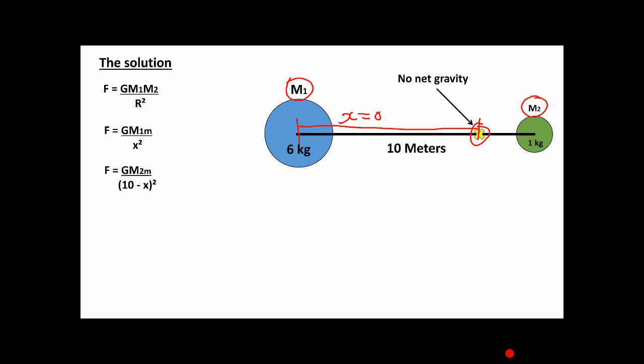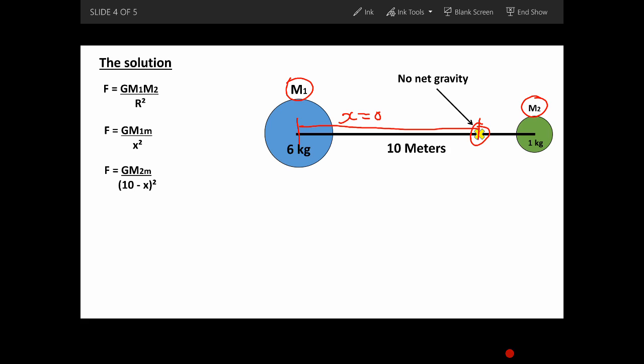So obviously, as in the question, it wants to know the distance between here and here of the larger mass, so that is x squared, and for the little one we know that that is 10 meters away from m1 minus that unknown x, so that's where we get the 10 minus x from.